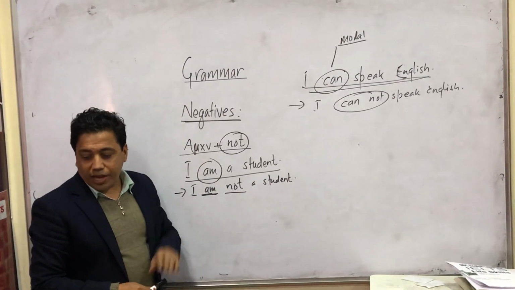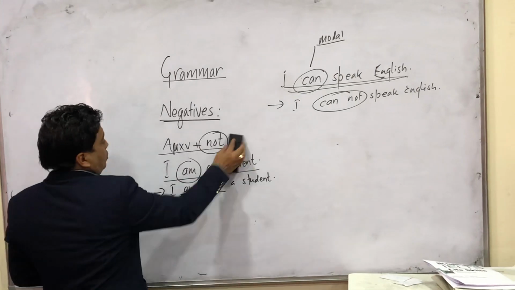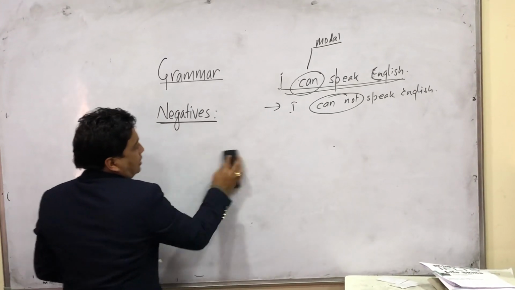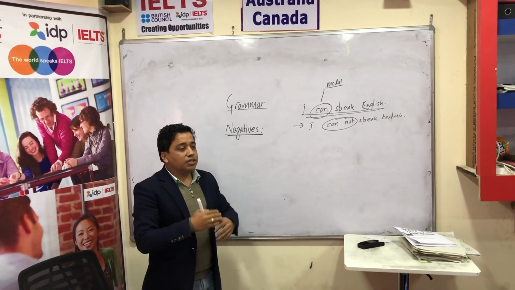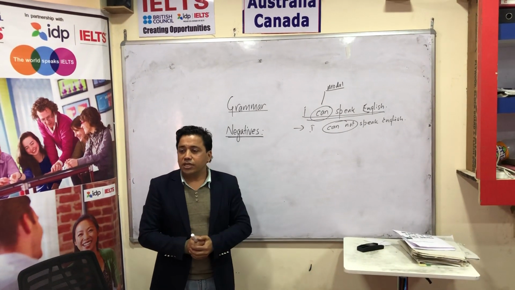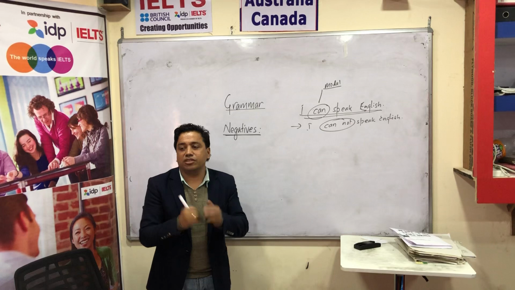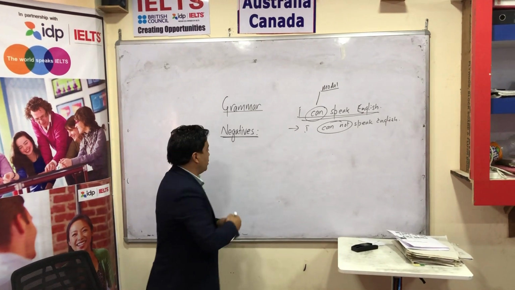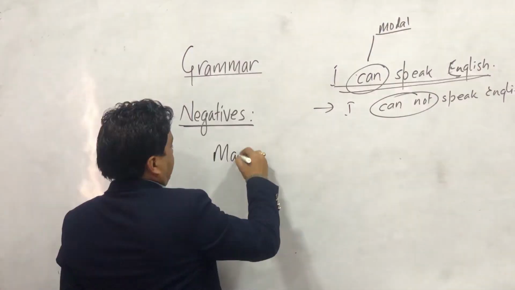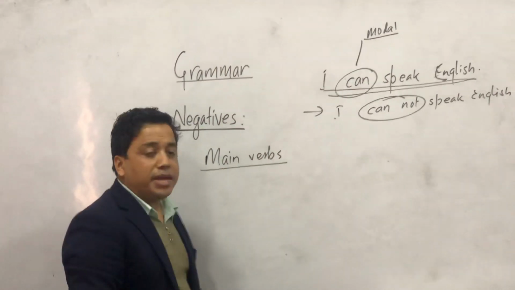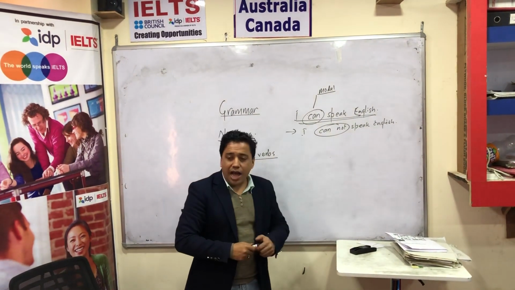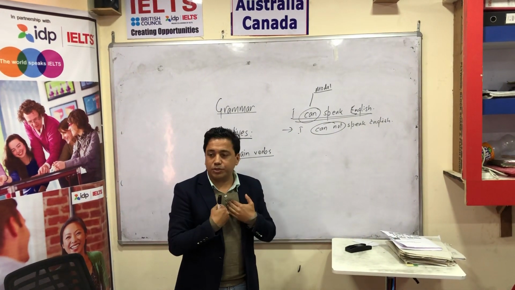Okay. Now, let me teach you. Let me give you some ideas, some beautiful ideas about how to form the negatives of the action verbs or main verbs. Okay, main verbs. Do you have some ideas? How many forms of the verbs we have?